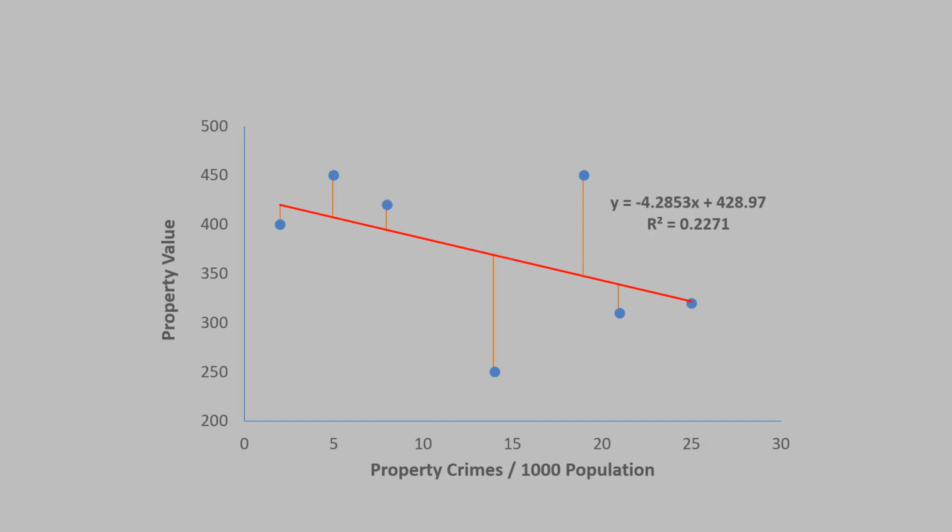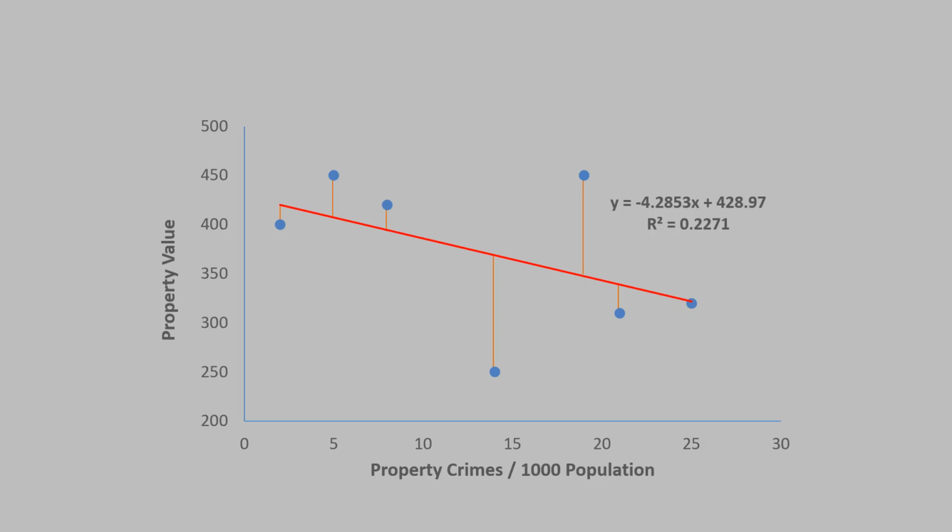There's just one more thing to introduce on this slide, and that's this thing over here called r squared. R squared is called the coefficient of determination, and it's literally Pearson's r squared. R squared gives us the percentage of variability in y that's explained by x. In this case, it tells us that 23% of the variability in property values is related to property crime.